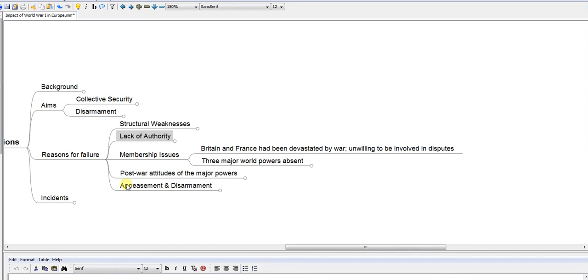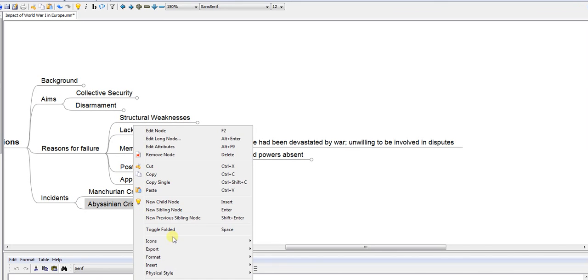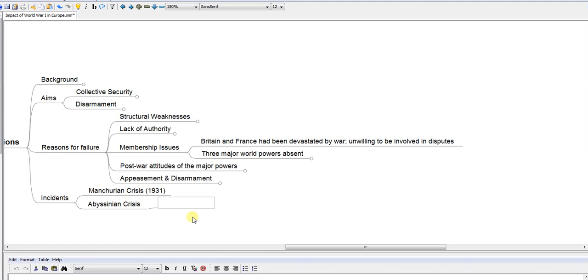So for example, for Italy, just now over here for the Abyssinian crisis, what happened was the Hoare-Laval Pact, which basically was a secret treaty that was created. Basically, the British and the French spoke to the Italians, and they said that if you stop fighting, we will give you two-thirds of Abyssinia.